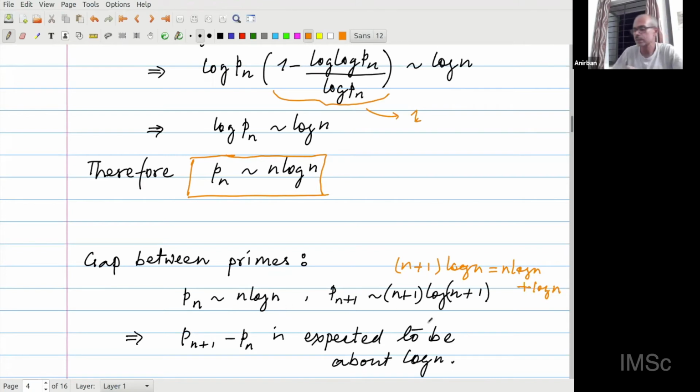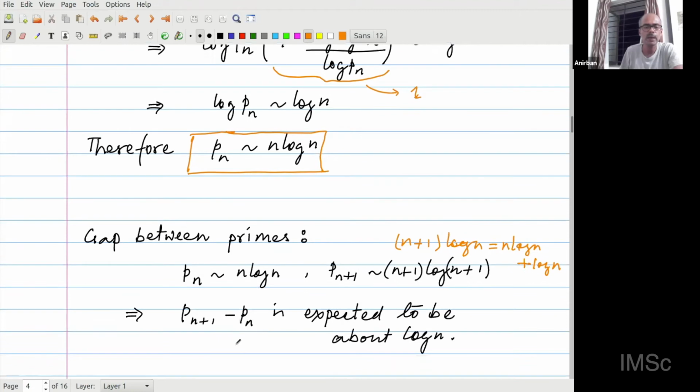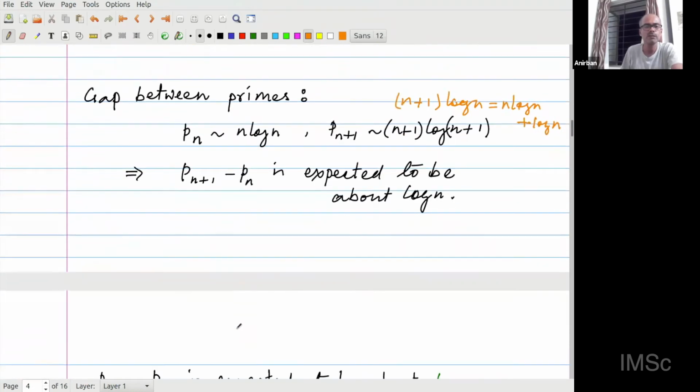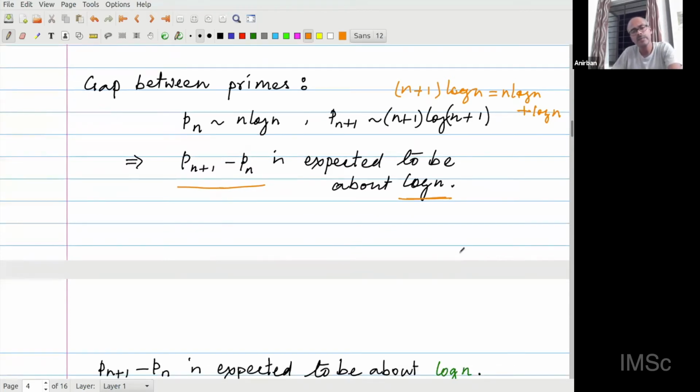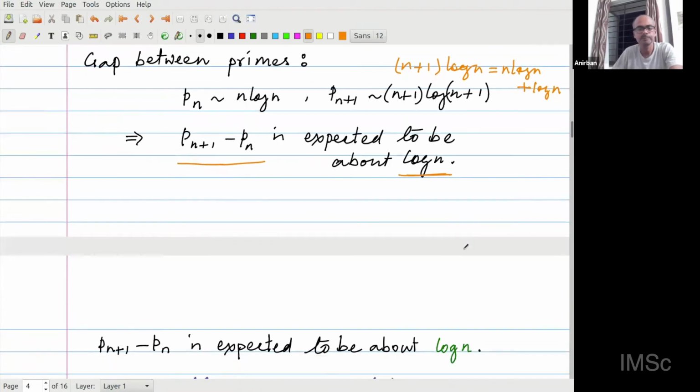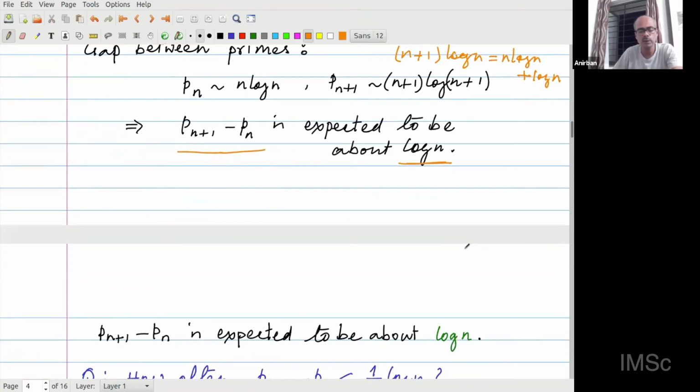So if we subtract the nth prime from the n plus 1th prime, just the difference of consecutive primes, it should be about log n. That's what we would expect. Should be about, not precisely log n. That's, in fact, the question we want to ask.